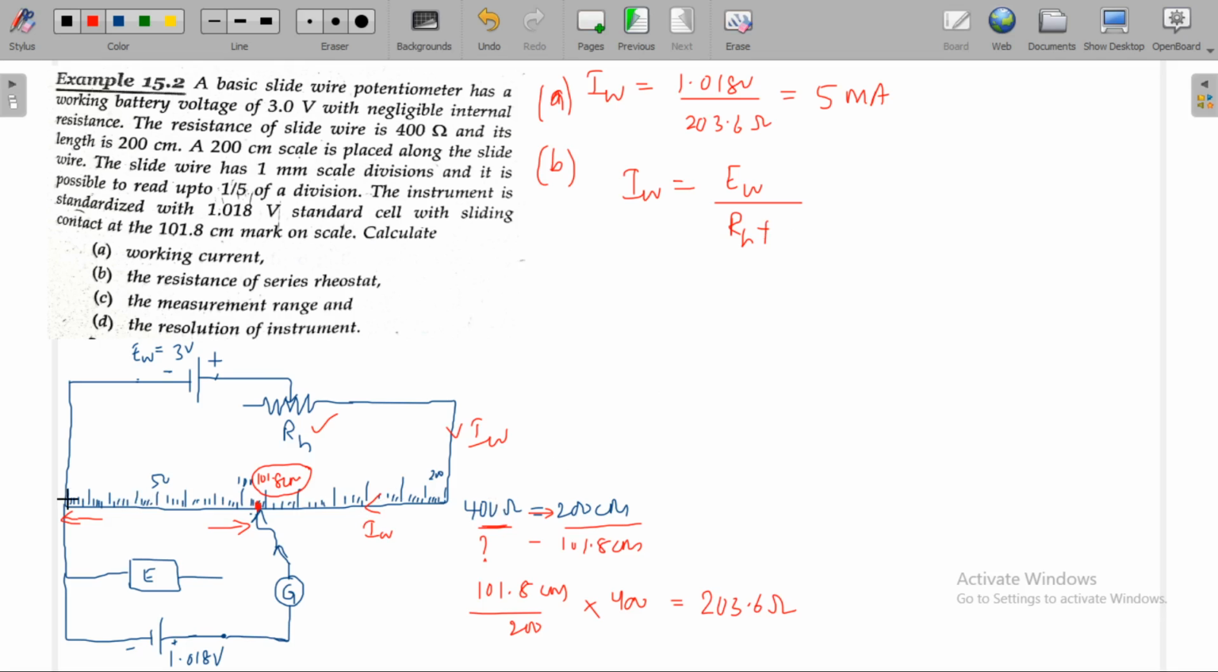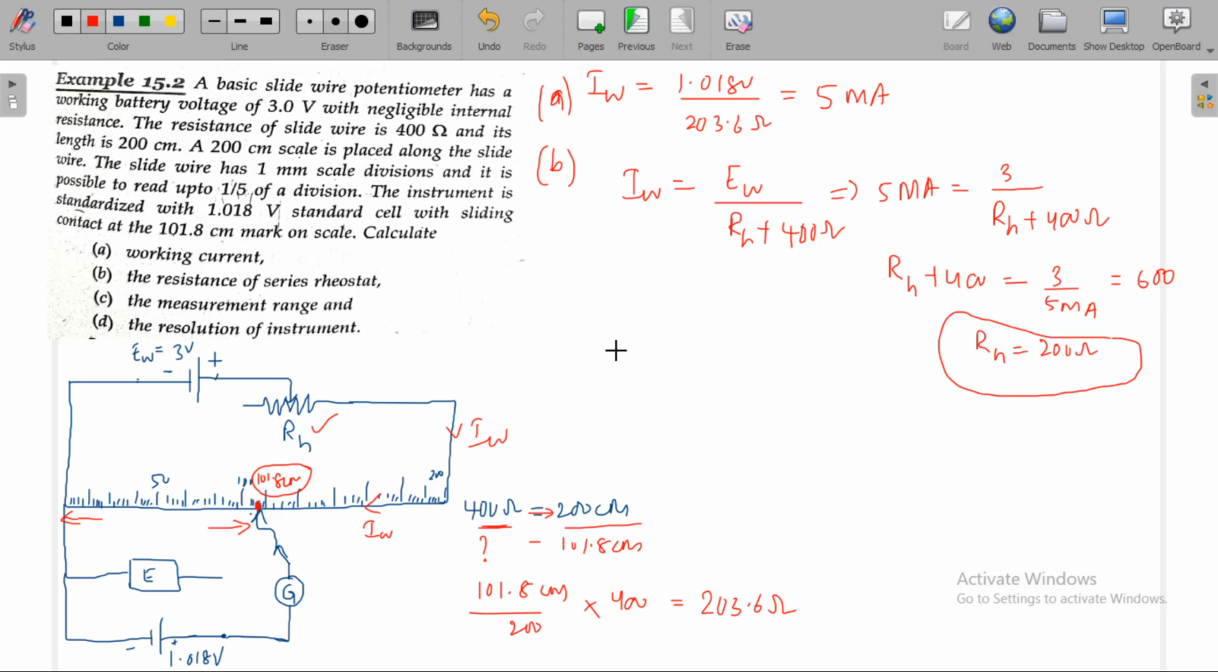What is the resistance of slide wire? Total resistance of slide wire is 400 ohms. Then from this, 5 milliamps is equal to EW, which is 3 volts, by RH plus 400 ohms. Then RH plus 400 is equal to 3 by 5 milliamps, which is equal to 600. Then RH will be equal to 200 ohms.